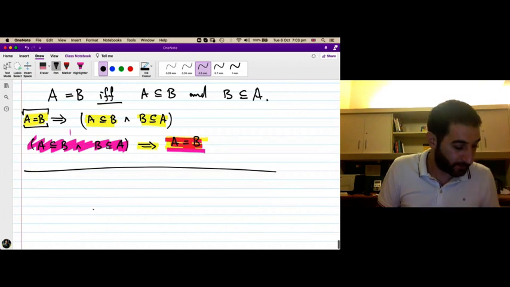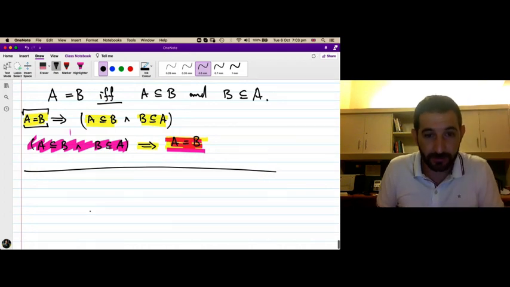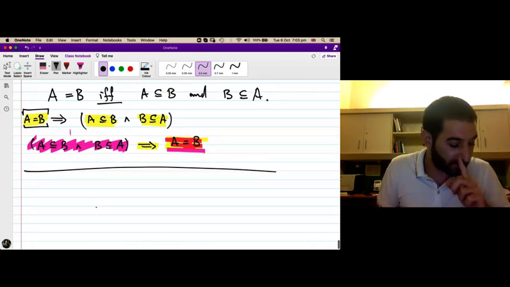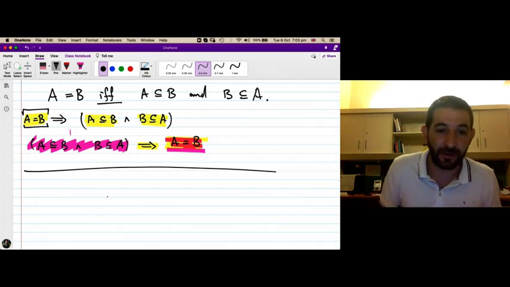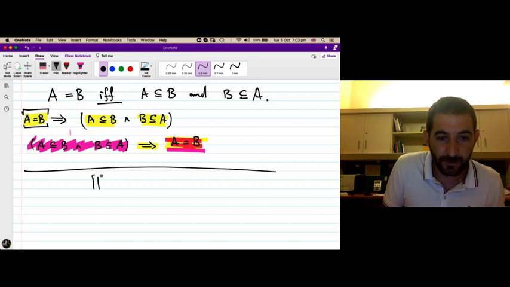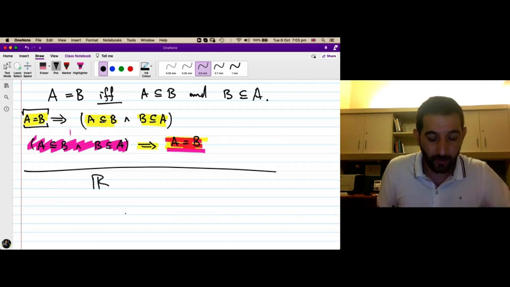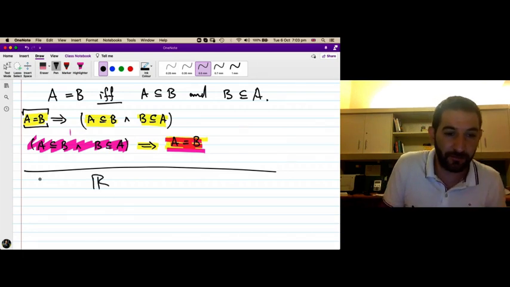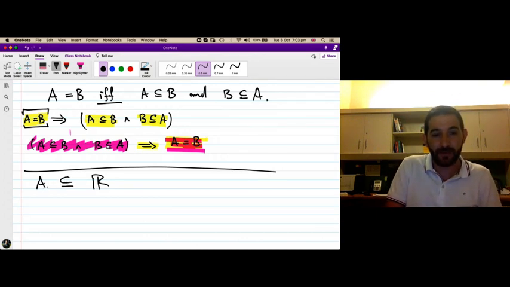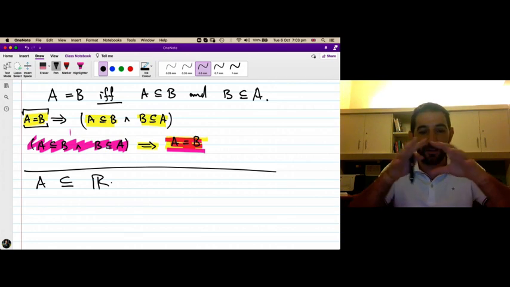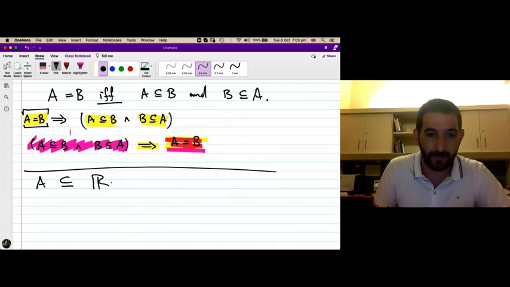Okay, now let's discuss quickly important subsets of the real numbers. So here is the set of real numbers. What does it mean for A to be a subset of the real numbers? It means that every element in A is a real number. So you think of A as a set collecting real numbers.